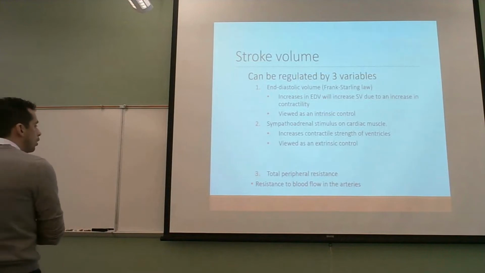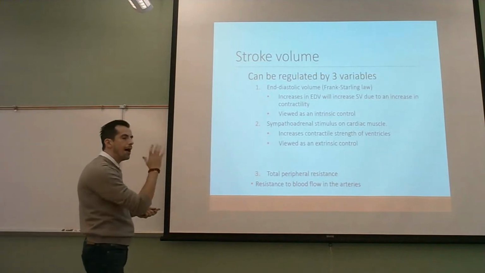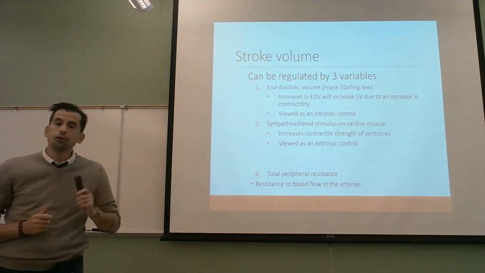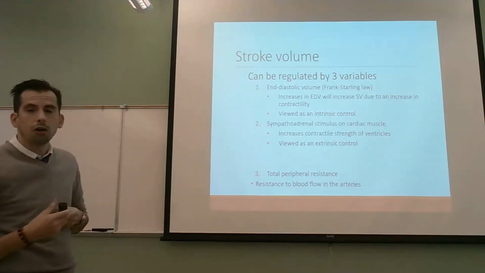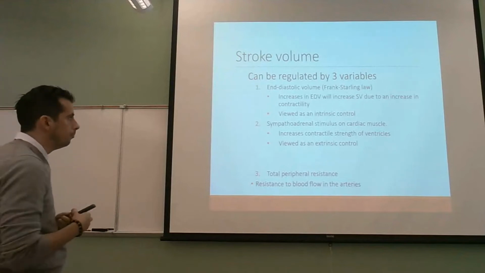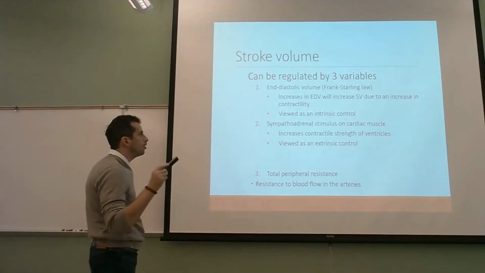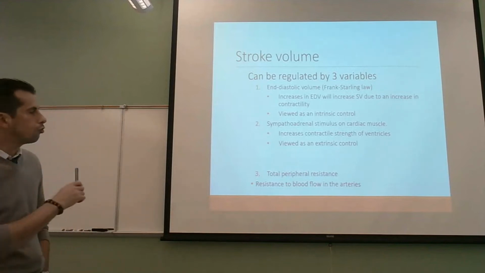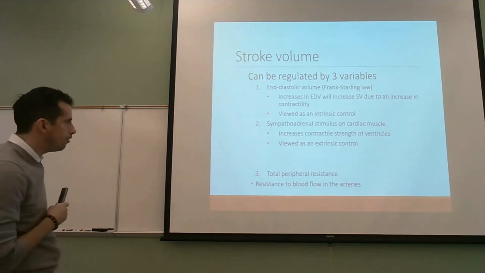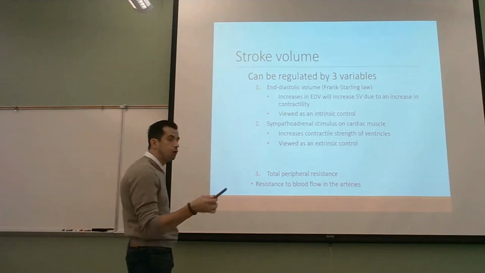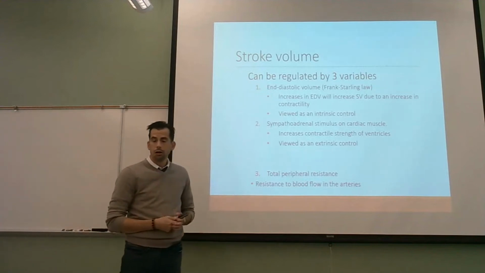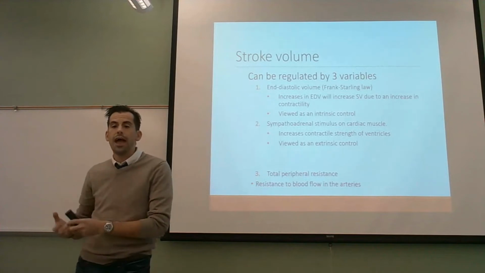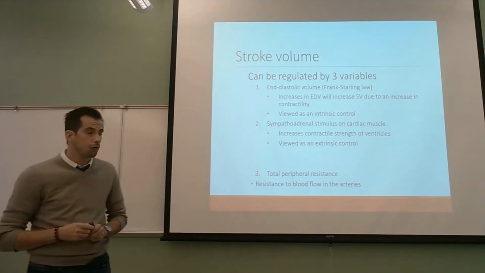So stroke volume is where we're going to pick it up. Again, if you want to talk about heart rate, go back and look at that particular section. The first variable is that end-diastolic volume, or the Frank-Starling phenomenon. It basically says that the higher the end-diastolic volume in the ventricles, the stronger the contraction that the ventricular muscle is going to have. This is going to be viewed as an intrinsic control. It's a reflex as such based on the amount of volume we have in those ventricles just before they constrict.